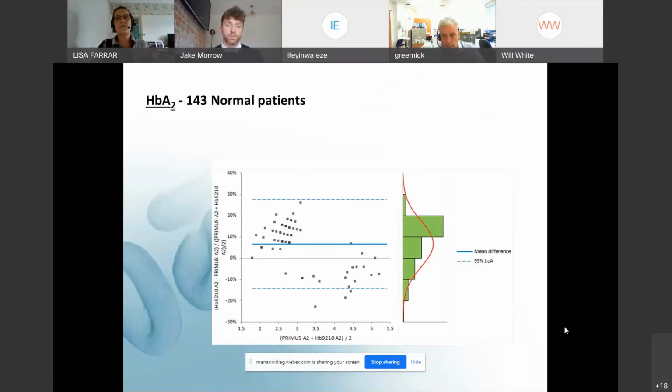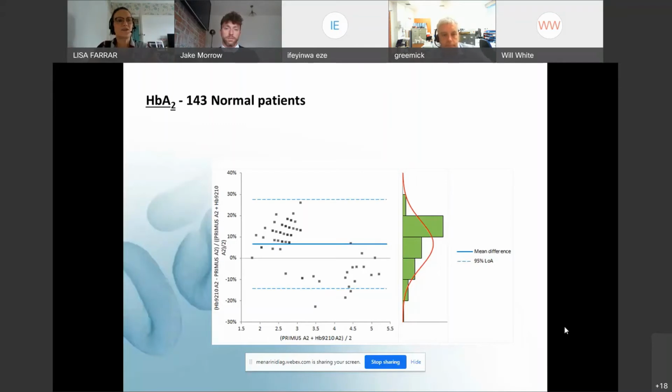Another area that's very important is to look at both your normal sample population and your disease population. So basically, we evaluated and identified 143 normal patients with normal levels of A2. And this was where we started to see that we had an overall positive bias of 10% for normal A2 levels of less than 3%. And we also had an overall negative bias of 15% for the beta thalassemia patients and borderline hemoglobin A2s greater than 3% up to 3.5% and above A2 percentages.